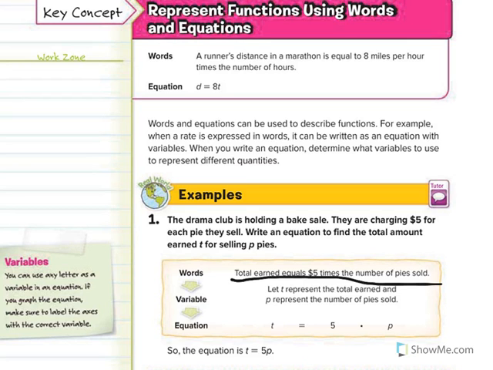But since I don't know how many pies are sold, we're just going to create variables to represent the unknown and create an equation. So your total earned is going to be represented with T, and the number of pies sold, which we also don't know, is going to be represented with P. So then this translates into T equals 5 times P, or T equals 5P.